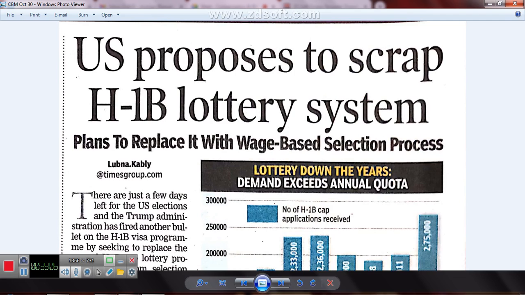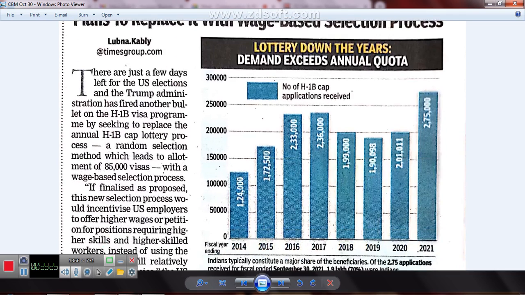How does the communication distortion take place? Readers will assume that it is already implemented, and they speak and spread the information as if the US has already scrapped the H-1B lottery system and implemented a wage-based selection process. See, it is only proposed. Right now, the lottery-based system is in place.